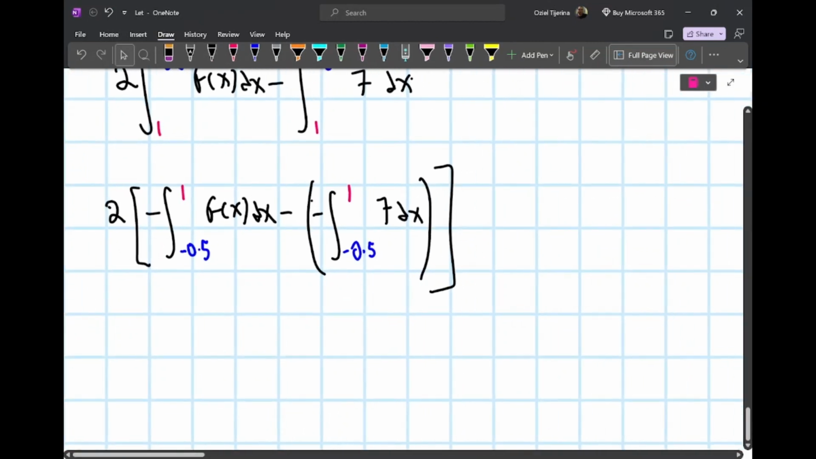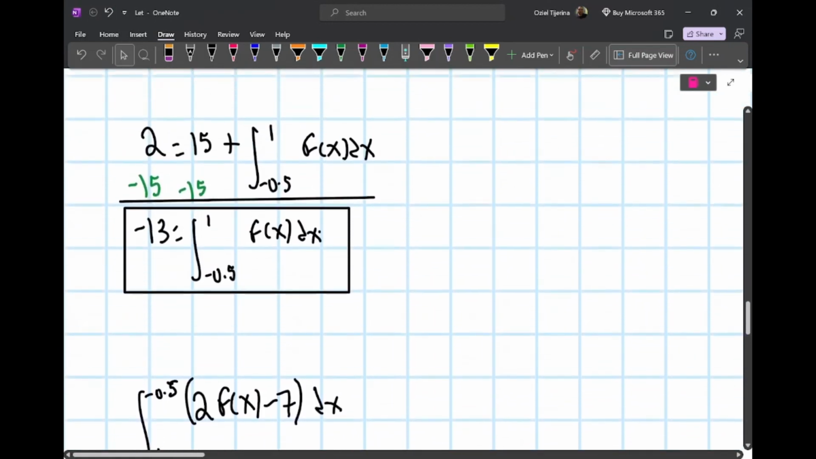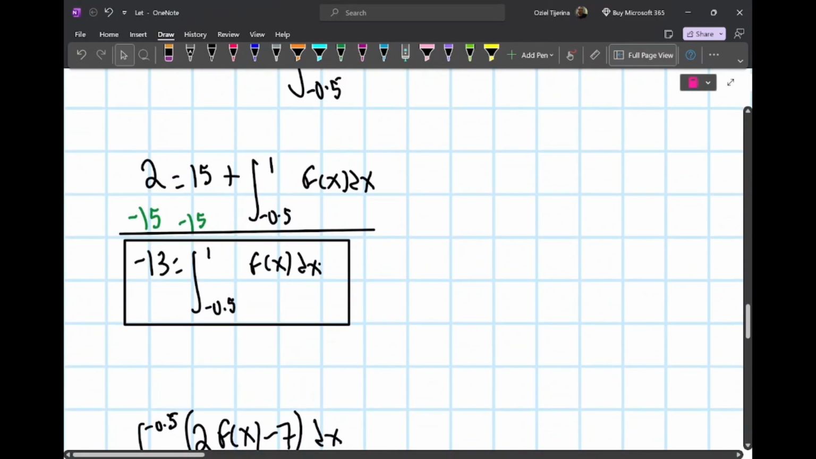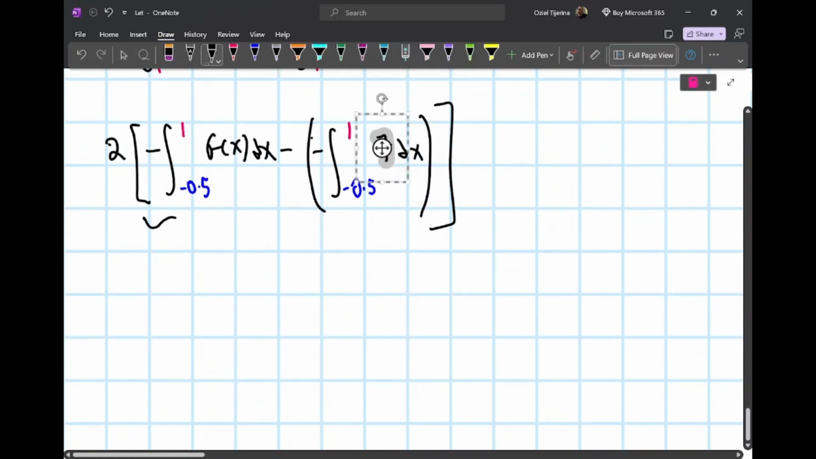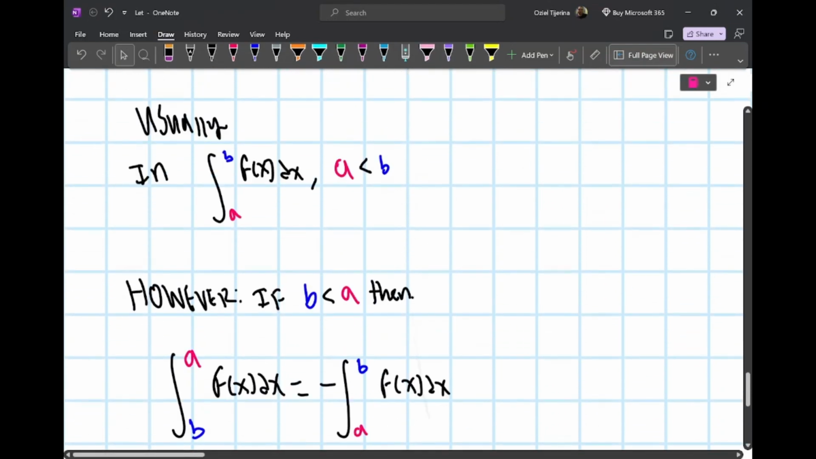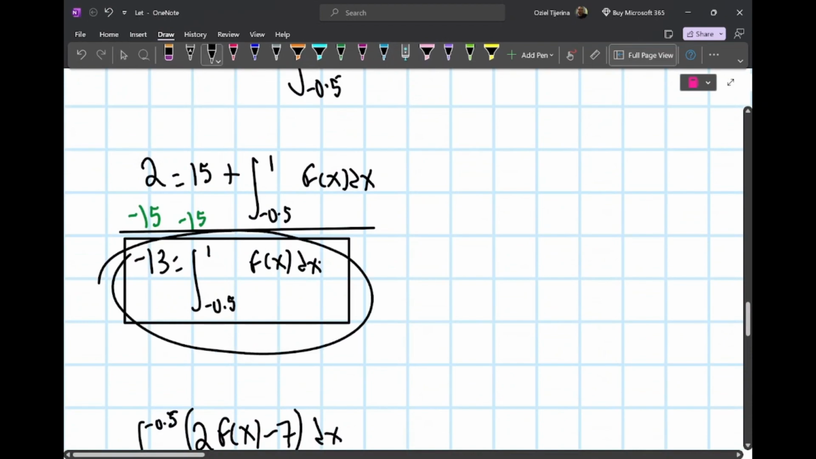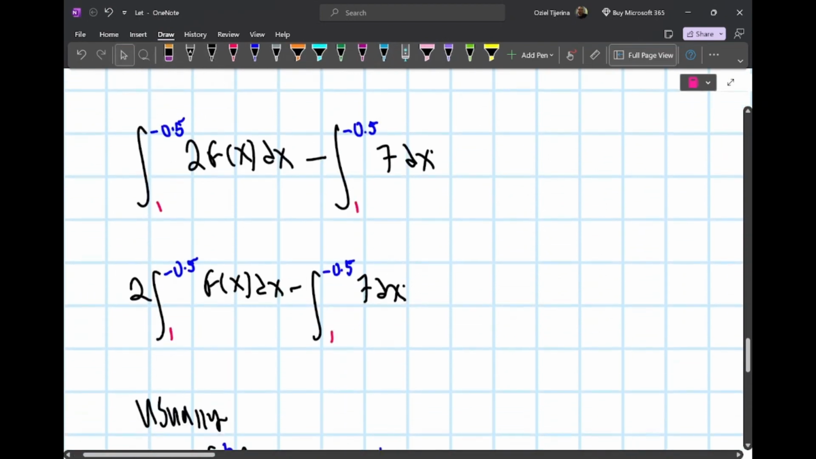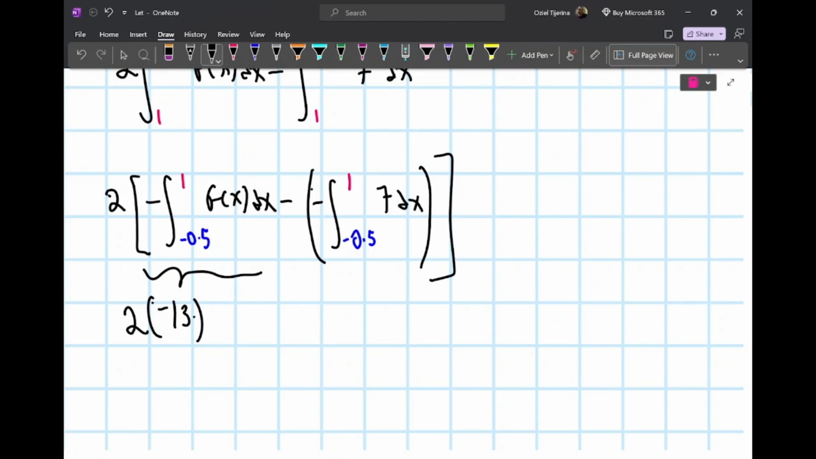Now we just have to know exactly what the integral from negative 0.5 to 1 was. So remember that the integral from negative 0.5 to 1 of f of x dx was negative 13. So this is negative 13, right? Because, like I said, if you look at the very beginning, we had said that from here, right? So we're using that for this. And this whole thing is multiplied by 2.